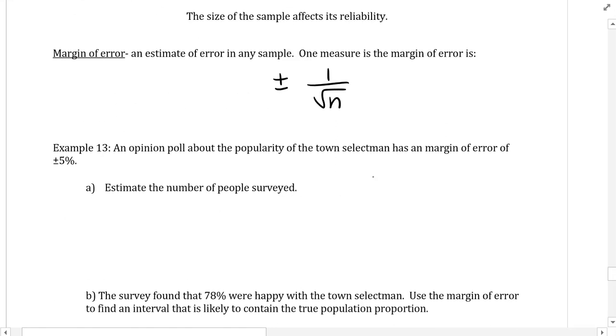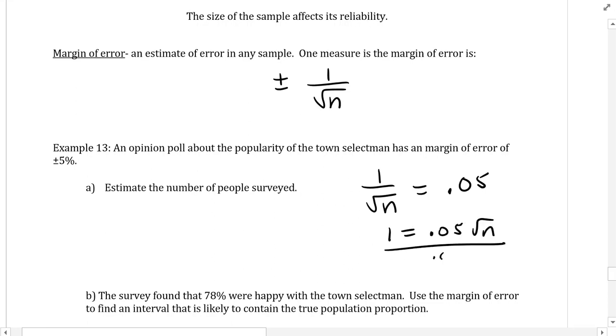So that means 1 over the square root of n has to give me 0.05. I just lost my plus or minuses, because if I have a plus or minus on this and a plus or minus on that, I don't need it on both. So I'm going to have 1 over 0.05 equals the square root of n. And now I'm just solving for n. The good news is we solved radical equations early in the year, so we have no problem finding that n is 400.